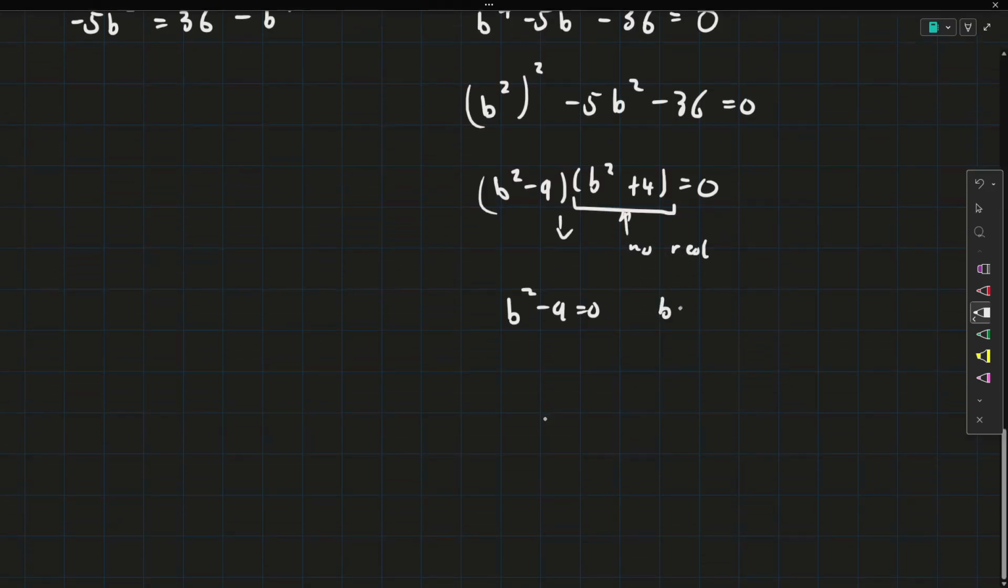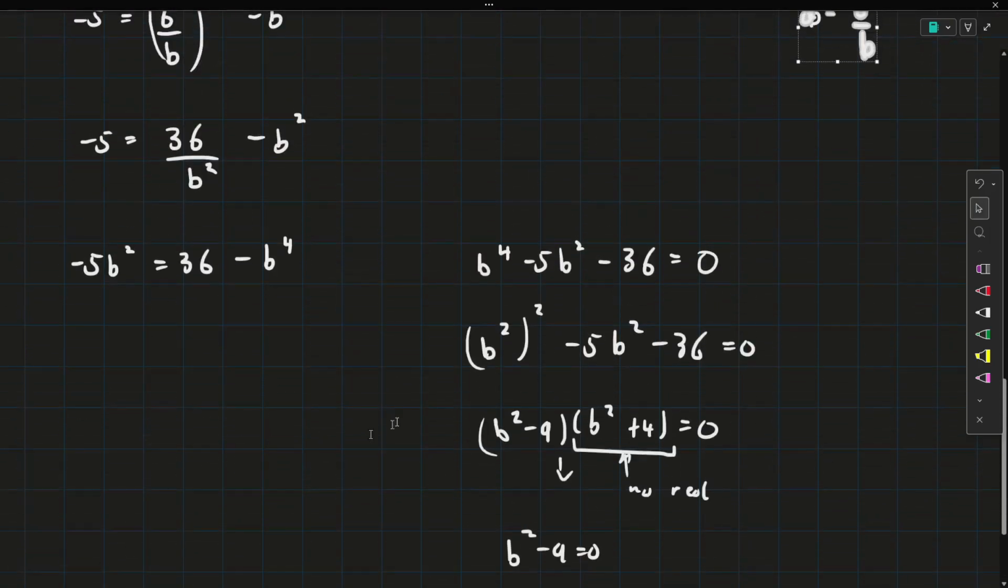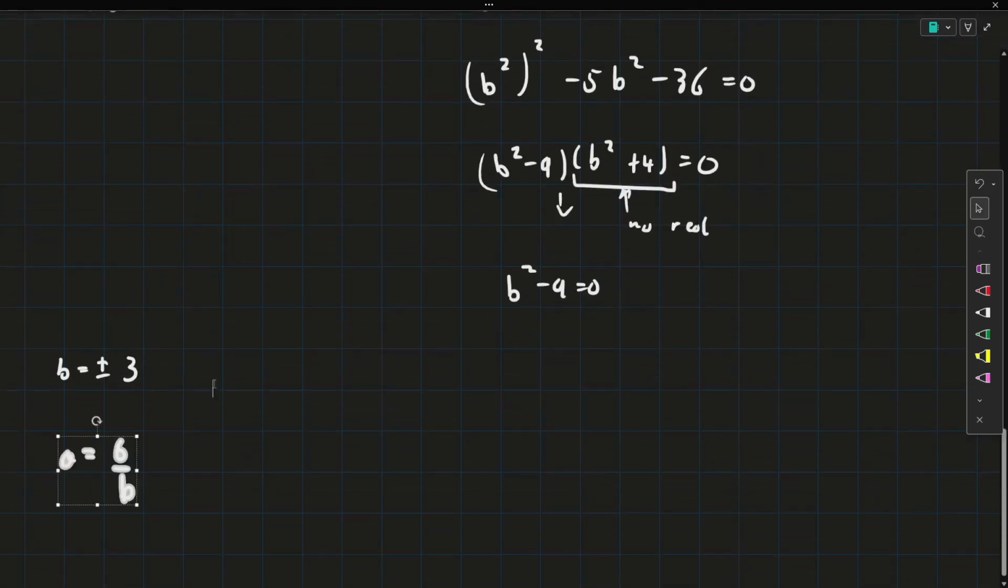if you want. So then b is equal to plus or minus 3 when you factor this and solve, or bring the 9 to the other side and square root. Okay, so if b is plus or minus 3, let's figure out what a is. Well, we know that a is 6 divided by b.